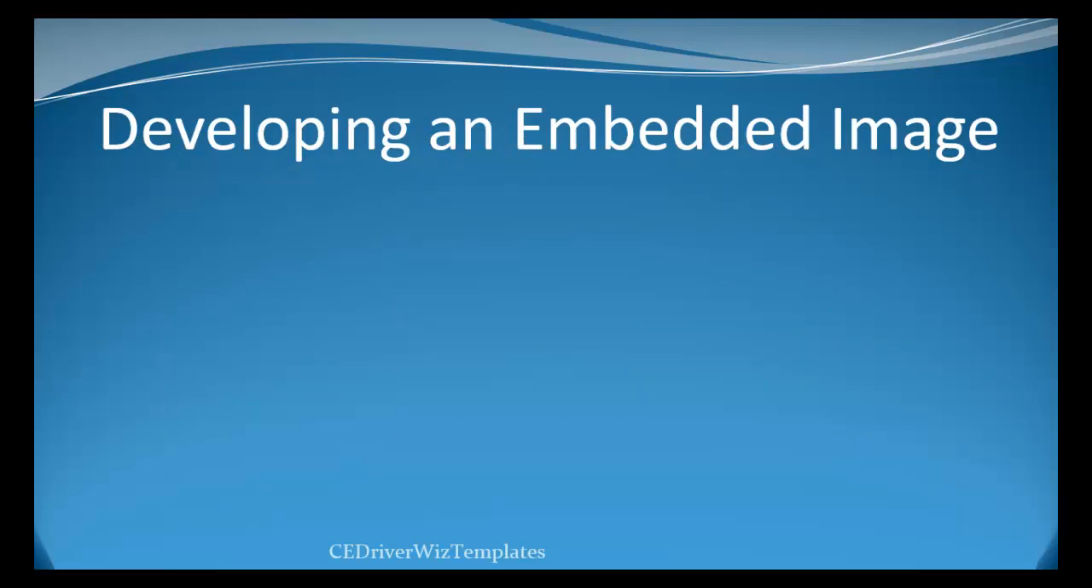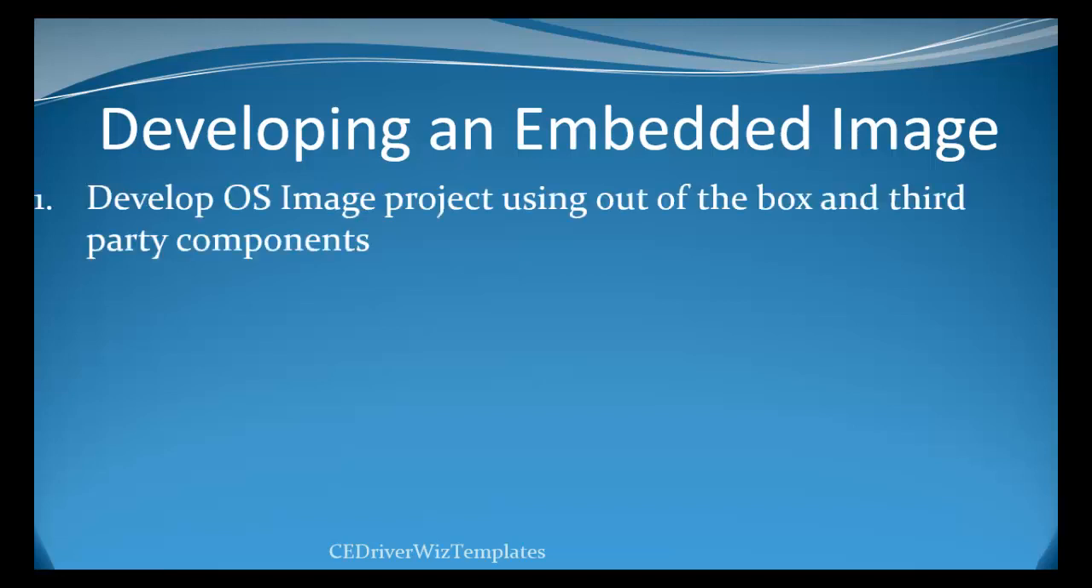In developing an embedded image for Windows Embedded Compact 7, we use Platform Builder installed with Visual Studio. So you would firstly develop the operating system image using out-of-the-box and third-party components. Out-of-the-box means just those components that are supplied when you install Platform Builder. You then would go on and create your custom device drivers for any hardware, etc. that is not provided out of the box or by a third-party component.